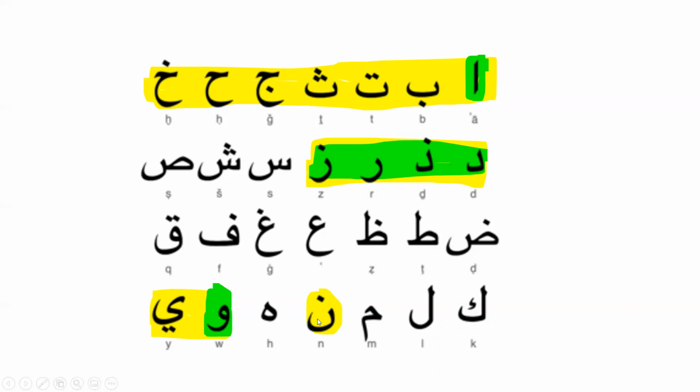Now, Noon, Waw, Ya can be attached to this group, Ba, Ta, Tha, because they are very similar when they are connected at the beginning and in the middle of the word. So this is why this could also be a group, as we will see. Our first group is Alif, Ba, Ta, Tha.